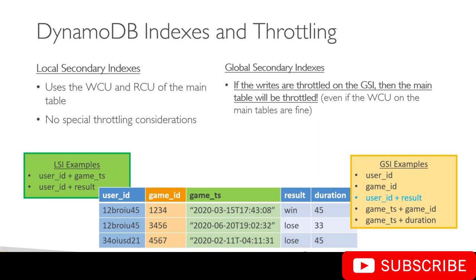So it's super important that you provision your global secondary index capacity units thoughtfully. And of course, you should make sure that the partition keys are chosen carefully. You should choose your partition keys based on the access patterns of your application, and WCUs should be provisioned accordingly so that they don't result in throttling, because the main table can also get throttled if your GSIs are throttled. All right.